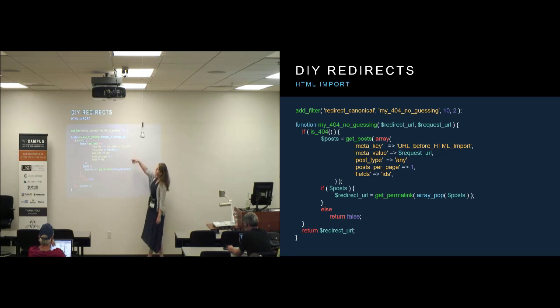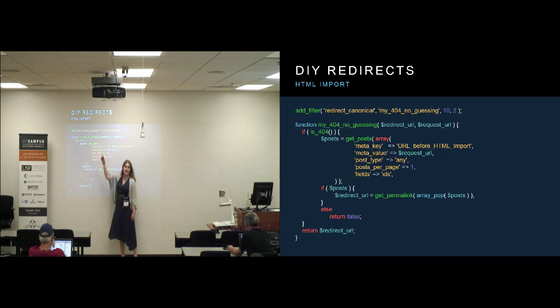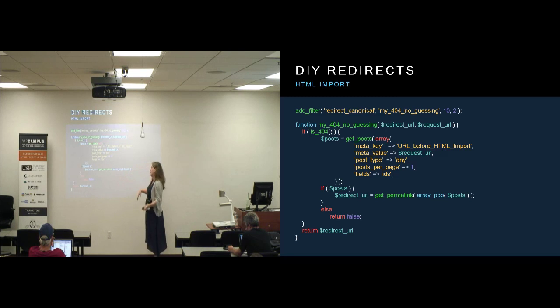And this is a redirect canonical hook that runs on WordPress as it's figuring out which page to direct you to based on what URL you've requested. And so we're checking if it's gotten all the way to the 404, if it didn't match any existing post, page, taxonomy term, whatever, and it's about to redirect you to the not found page. Let's check this first and see if a post exists that has this old URL stored, and if so, send it over there.